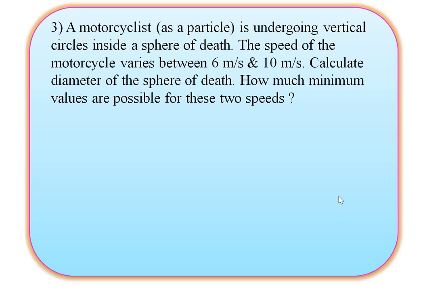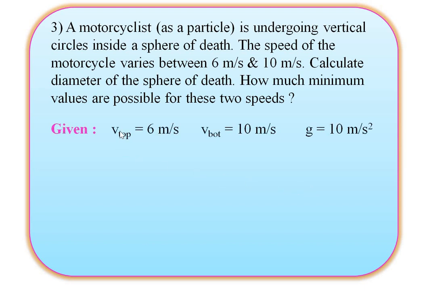A motorcyclist, that means a particle, is undergoing vertical circles inside a sphere of death. The speed of the motorcycle varies between 6 meters per second and 10 meters per second. Calculate the diameter of the sphere of death. How much are the minimum possible values for these two speeds? So let's see the solution of this problem.